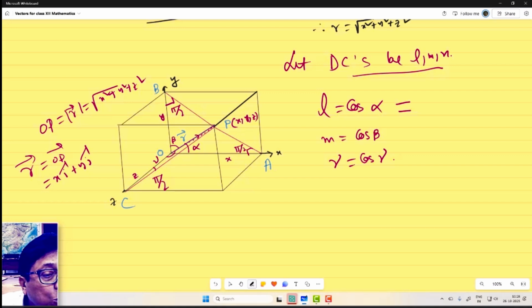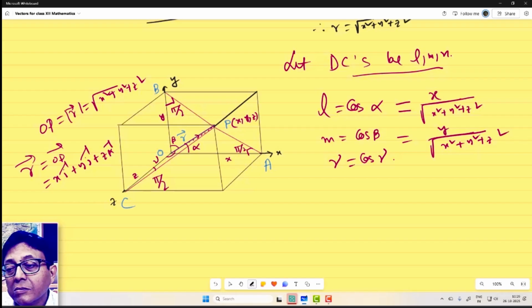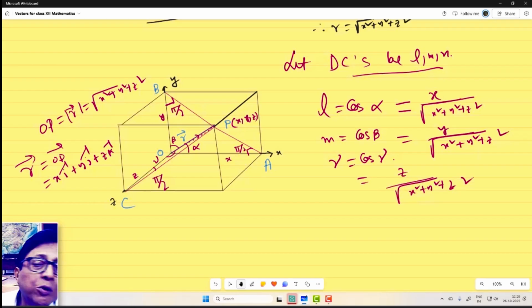xi, yj and zk. So L, cos alpha, is what? X by under root x square plus y square plus z square. And M, cos beta, is what? Y by under root x square plus y square plus z square, and this is z by under root. Hope you have understood, because the length of this part, r equal to OP, is root over x square plus y square plus z square. Okay?